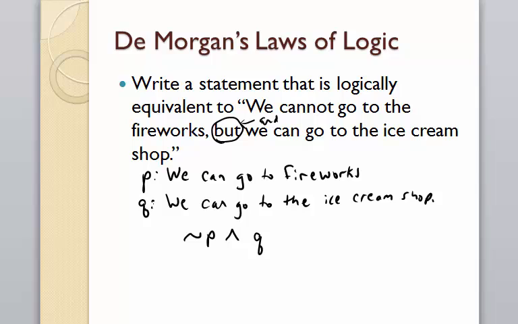Now again, let's look back at De Morgan's laws. And note that we have a statement that says the negation of P and Q is logically equivalent to the negation of P or the negation of Q. And so let's take that and rewrite this for our problem.